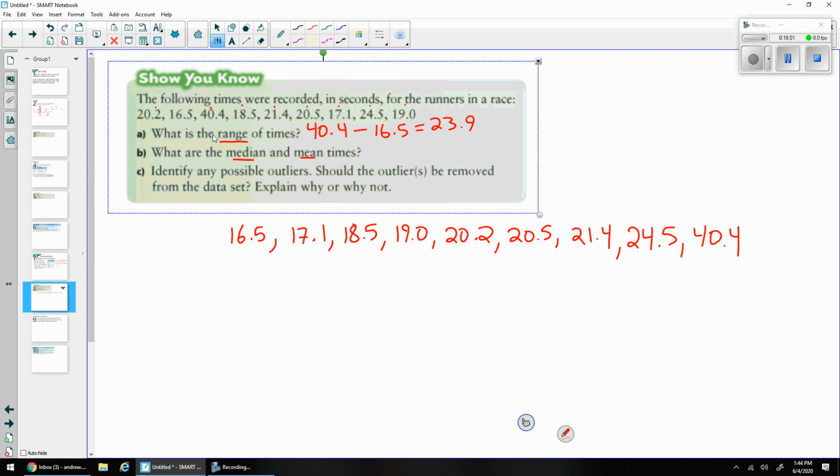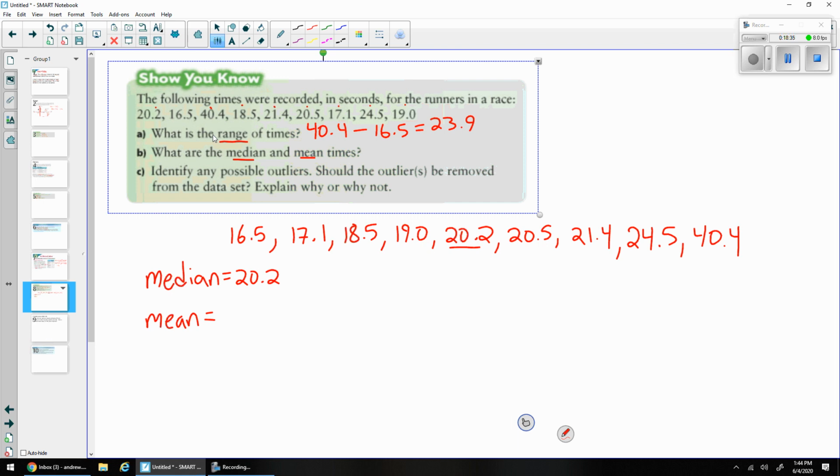Okay, so the median and mean time. The median of these 9, as we find the middle number, since there's 9, would be the 5th number. The median is equal to 20.2. That's the middle number of all those. And now when we find the mean, we add these all together, then divide by 9, because there's 9 runners.